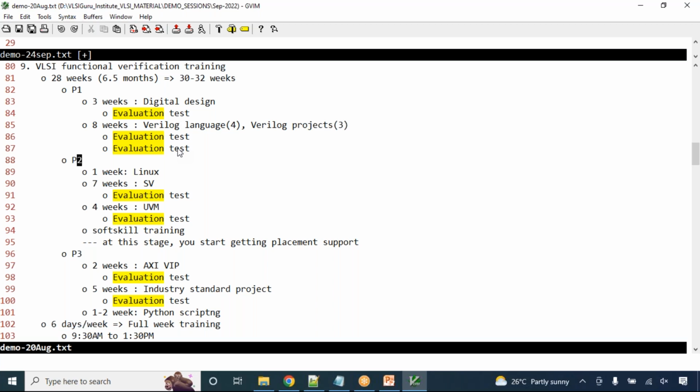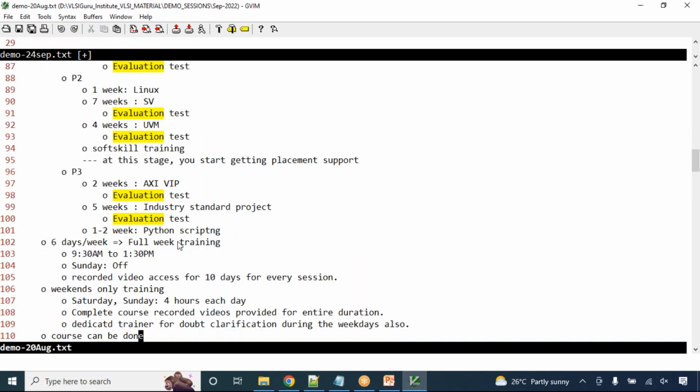Okay. Now, the training is done in two modes: full week training and weekends only training. Full week training is 6 days per week. Mostly it happens 9:30 a.m. to 1:30 p.m. Sunday will be off. There is recorded video access for 10 days for every session. Sometimes the schedule can change because not every trainer can be accommodated only for morning slots, right? Sometimes we may have to keep it in the afternoon also, but mostly we try for the 9:30 to 1:30 slot. At times it shifts, you have a recorded video, and you can always connect with the trainer for any doubt clarification.